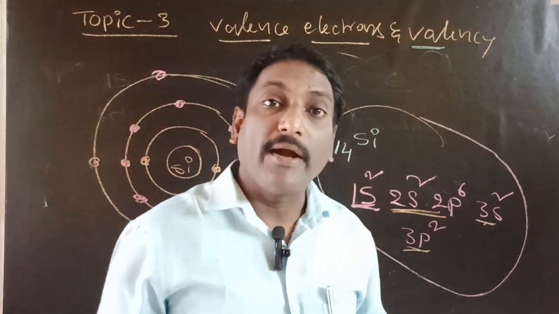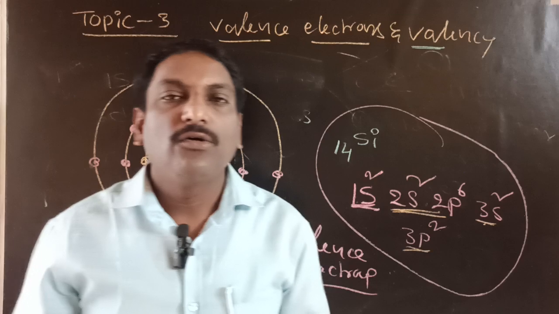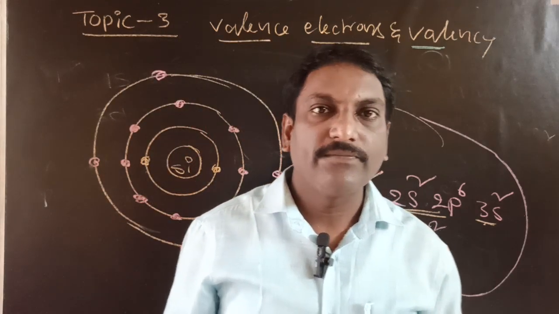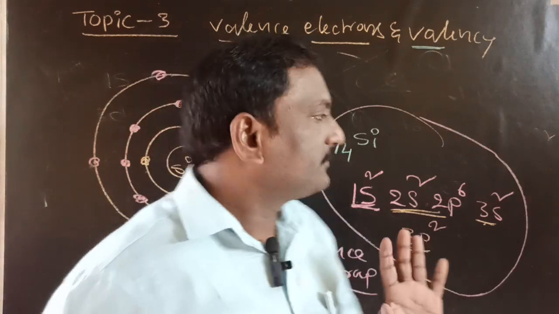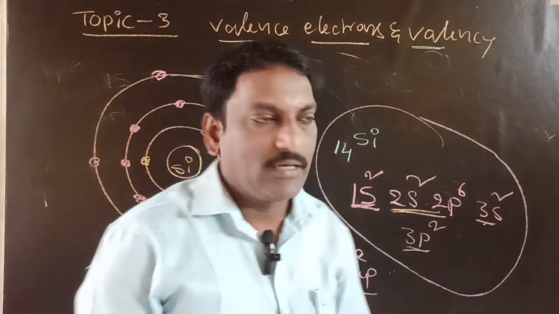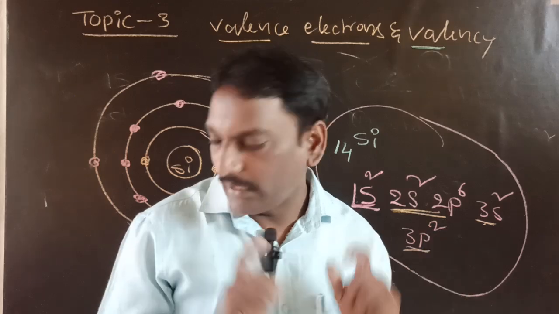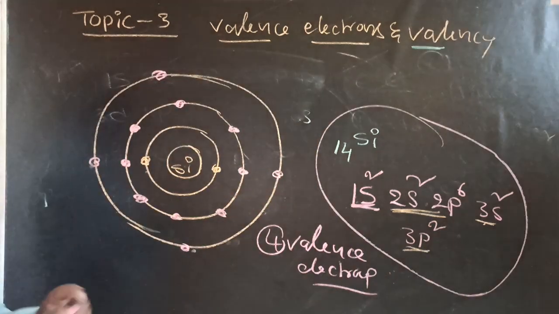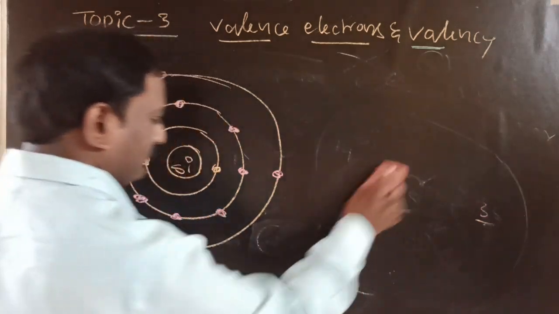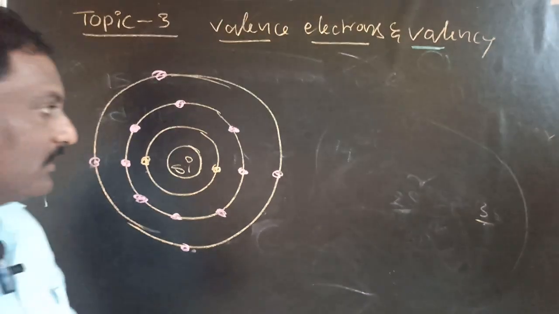Is it clear to you how to find out valence electrons? So, if you want to find out valence electrons, we have to know the electronic configuration. Is it clear to you? Okay, right, good. So, now let us take one more element in order to understand how to find out valence electrons. Listen carefully. Please make a note of it.